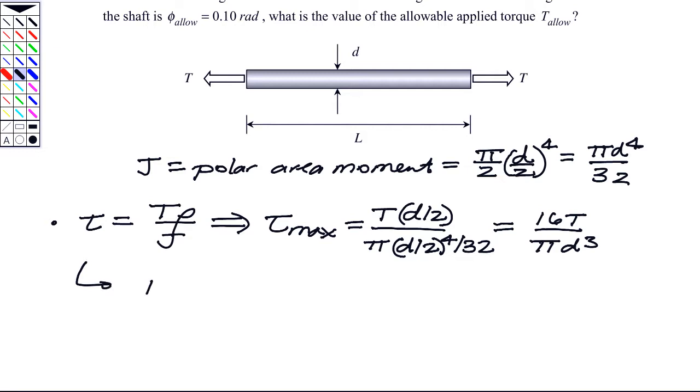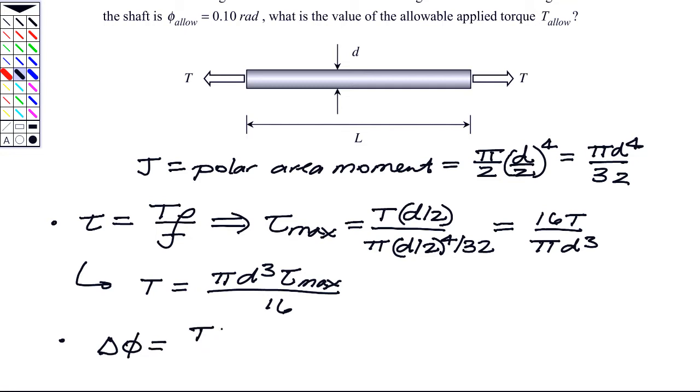So from this, I'll solve actually for T in terms of tau. So this is pi d cubed tau max divided by 16. The other relationship we need is between the angle of twist and the applied torque.